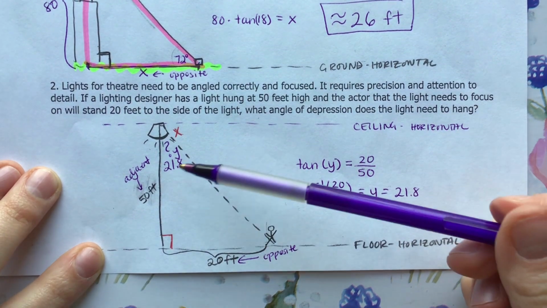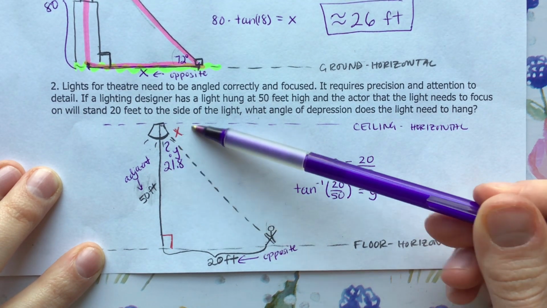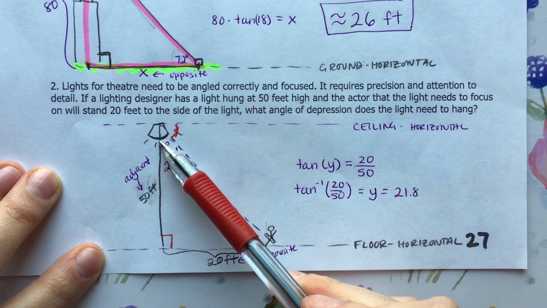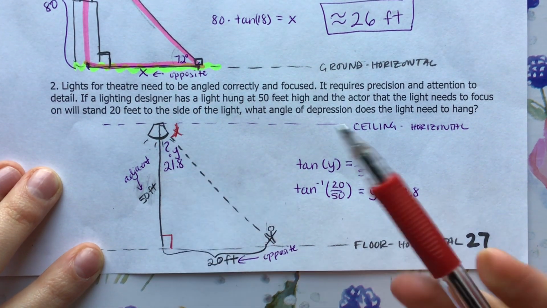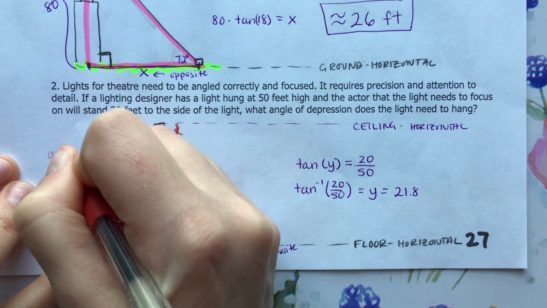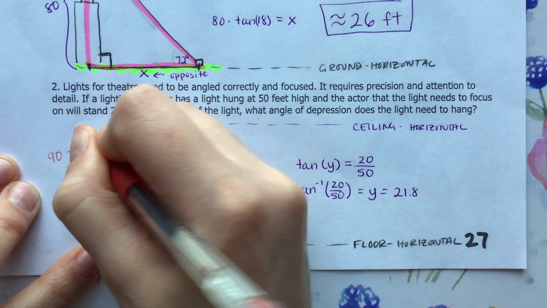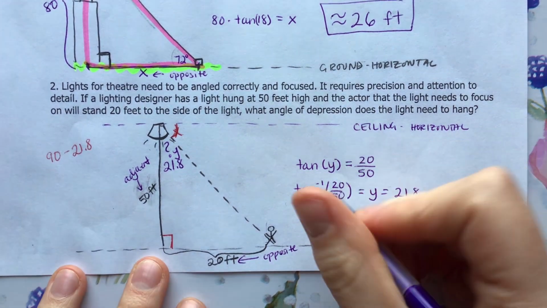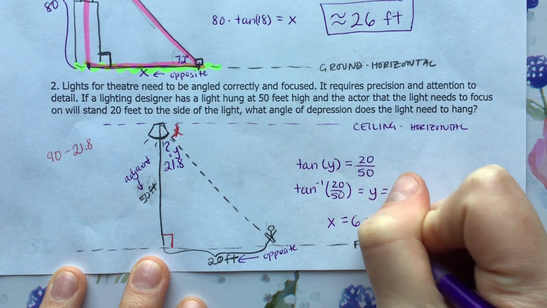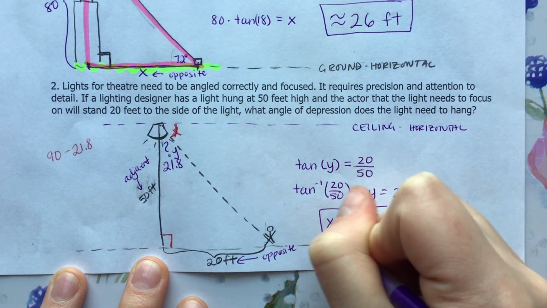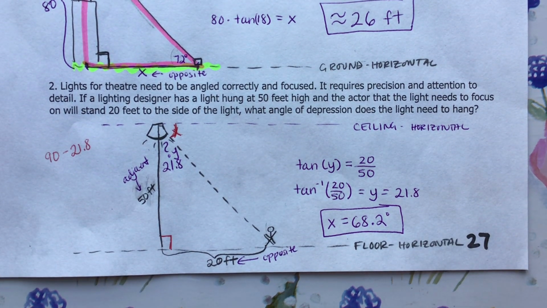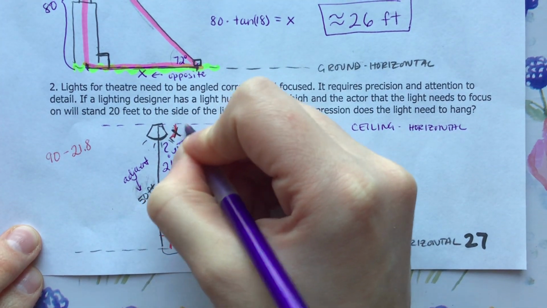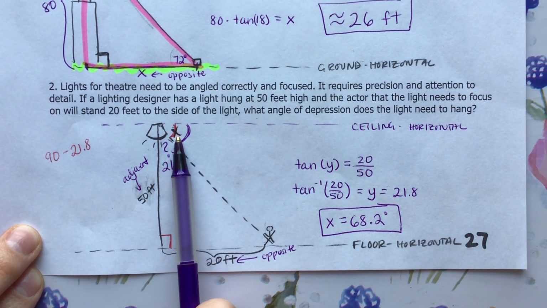Now I need to ask myself, okay, if this guy's 21.8, what must the x be? And remember, a horizontal is going to be 90 degrees to the vertical. So I can just easily say, okay, 90 minus 21.8. And when I do that, I'm going to get that x value. So I'm going to say x is equal to 68.2 degrees for my final answer. In other words, this part right here, this x, that angle is going to be 68.2 degrees.